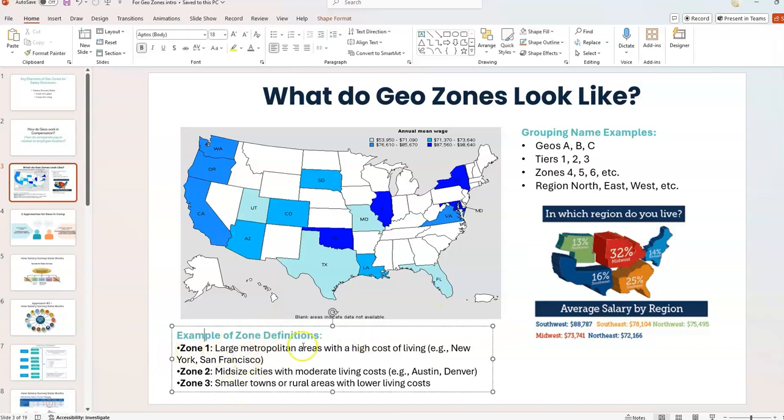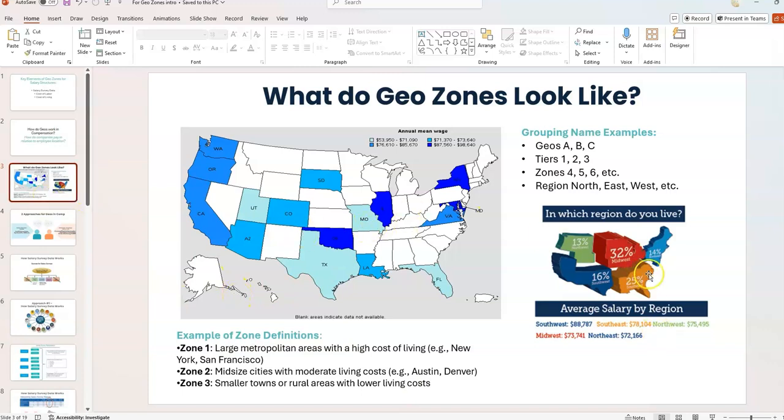So for this example, zone definitions below here, just an example: zone 1 could be large metro areas with high cost of living, typically New York, San Francisco. Zone 2, maybe mid-sized cities with a moderate cost. And zone 3 being smaller towns or a lower cost. So that's just an example.